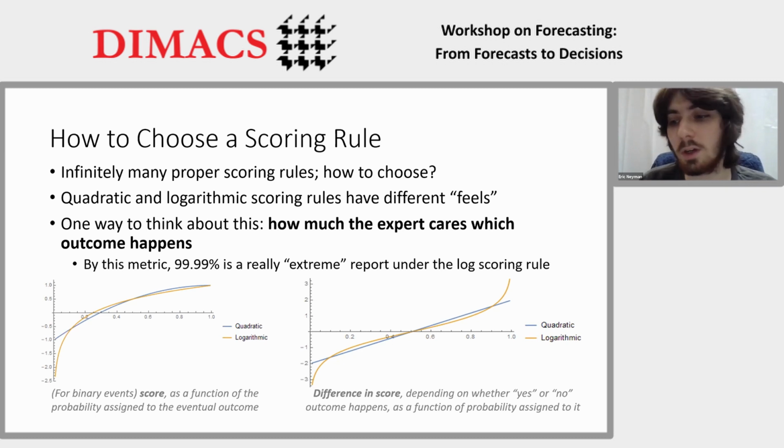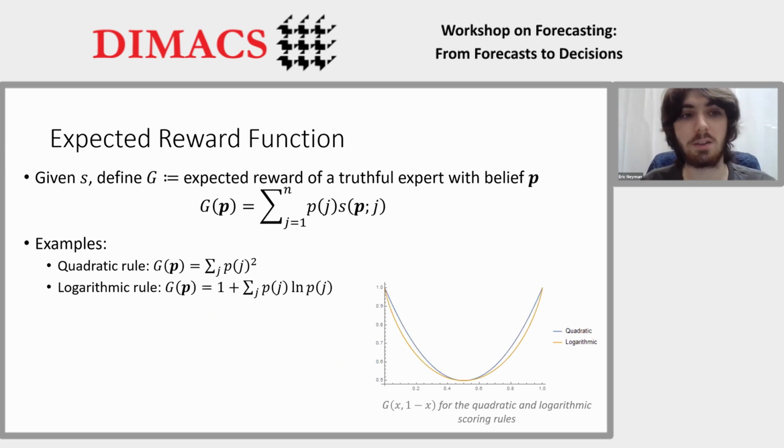And so one interpretation of this is that by choosing the logarithmic scoring rule, the elicitor is making a subjective value judgment that probabilities close to 0 and 1 are, in some sense, extreme. So let me formalize this a bit.